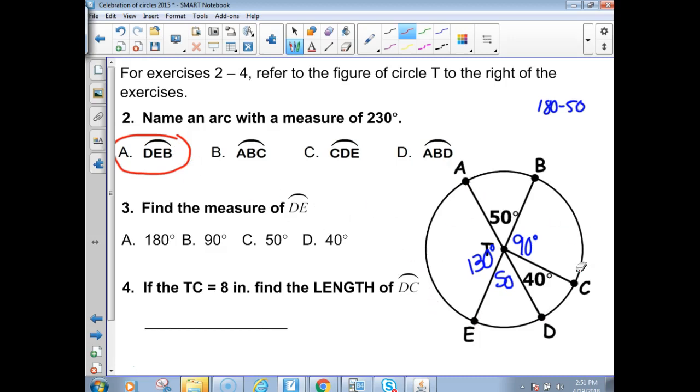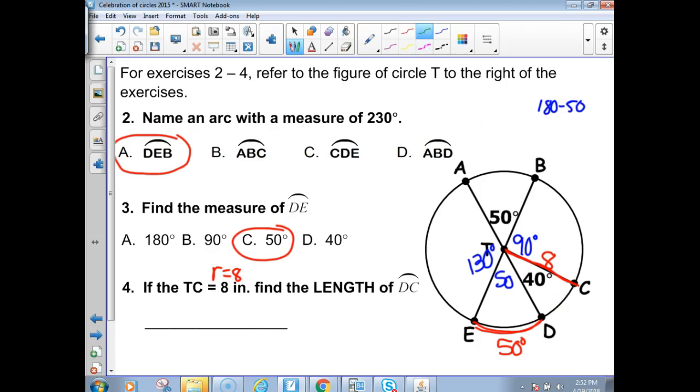Find the measure of arc PE. Well, the measure of an arc is equal to the measure of its central angle. So this would be 50. If TC is 8, I have to see what that is. TC is 8. That is a radius. Find the length of arc DC.